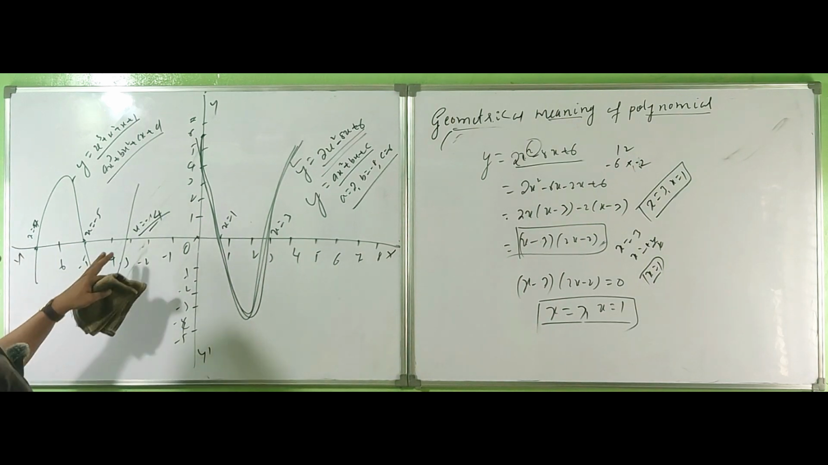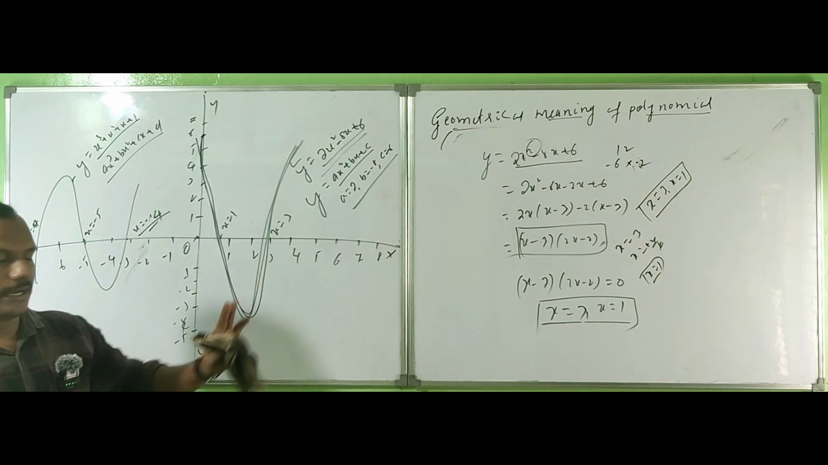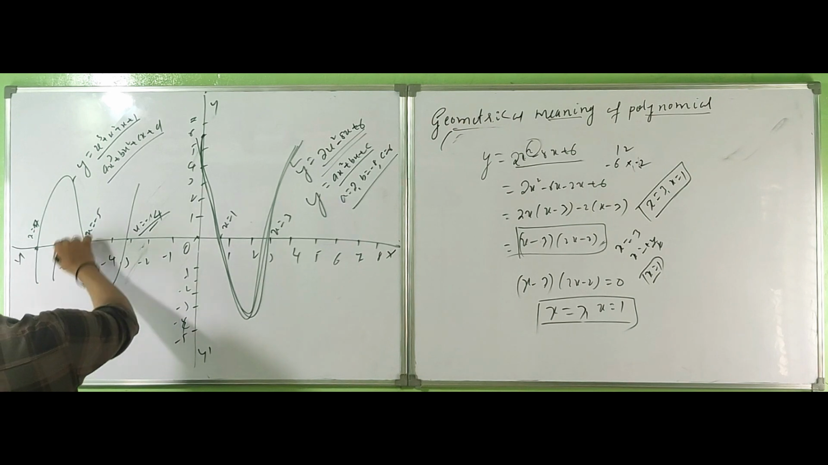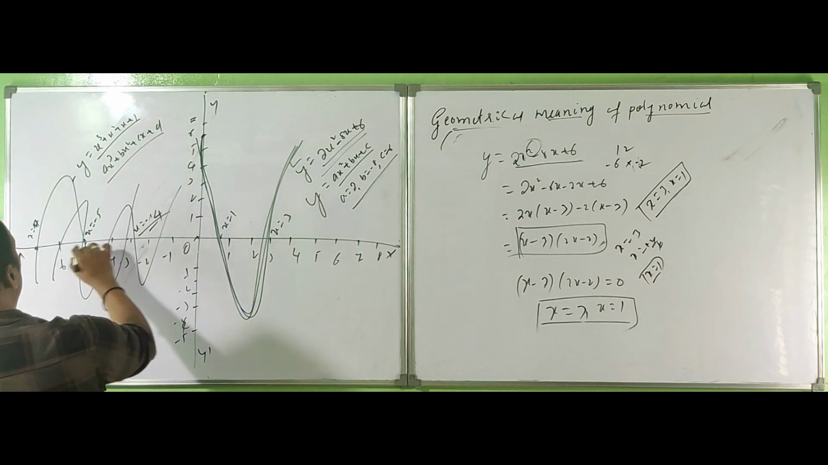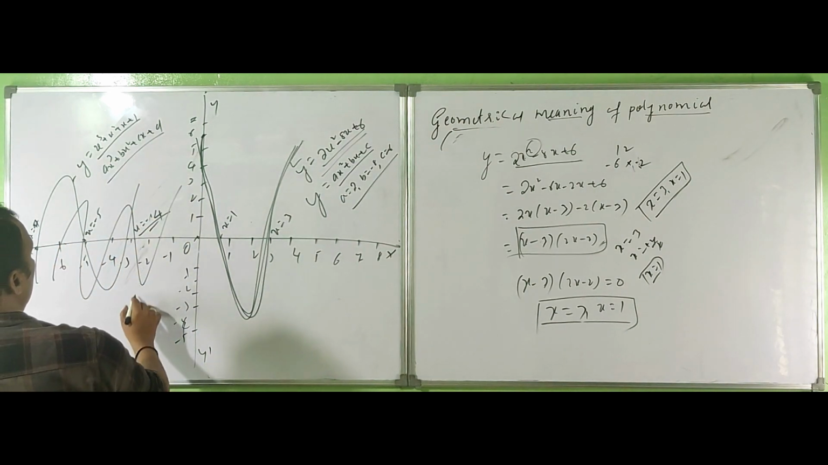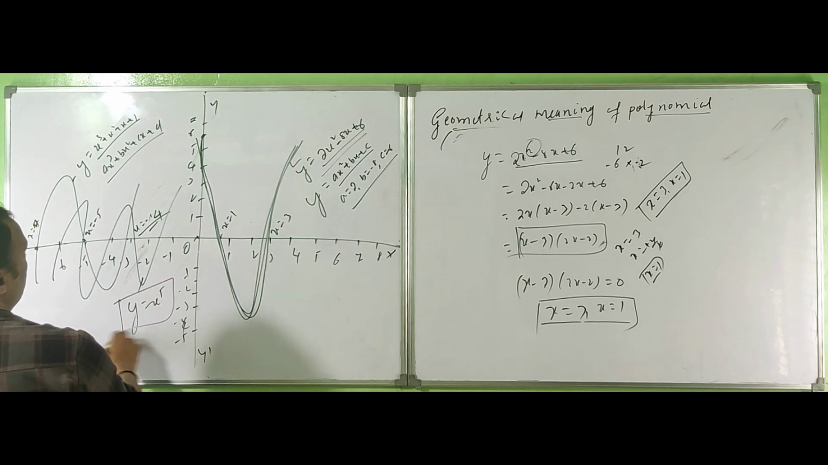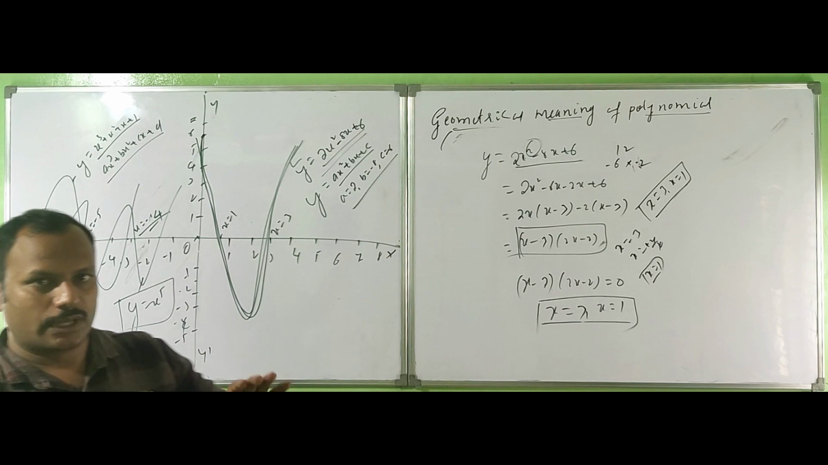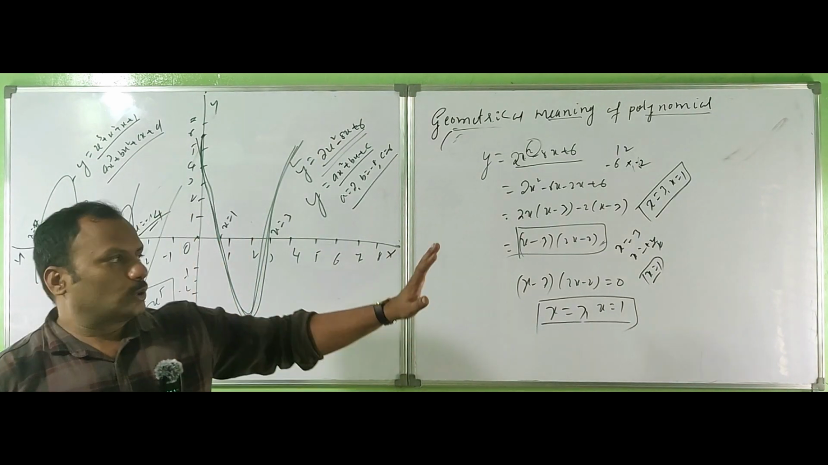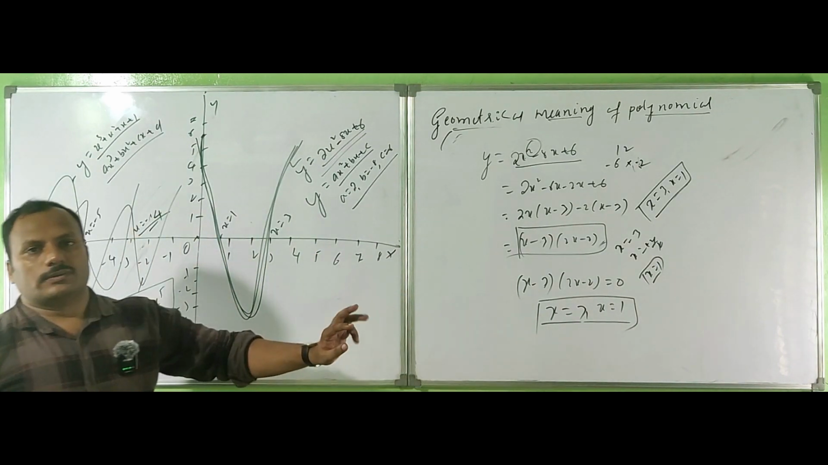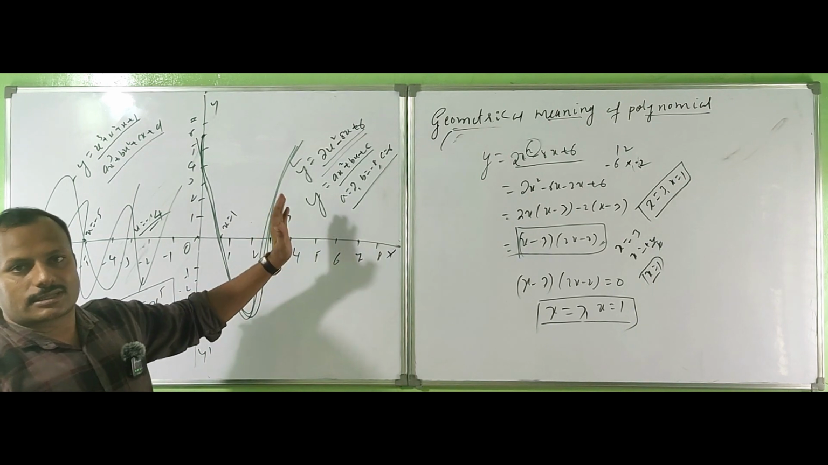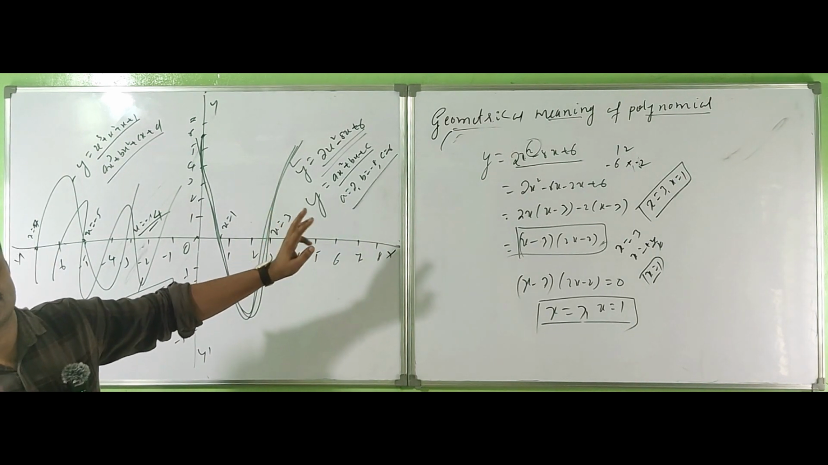Right? For a cubic equation, we get 3 points. For 4 equations, 1, 2, 3, 4, 5. This is y equal to x to the power 5. In simple terms, if the degree is 2, you will get 2 values. The curve becomes such that it cuts the x-axis in 2 places.